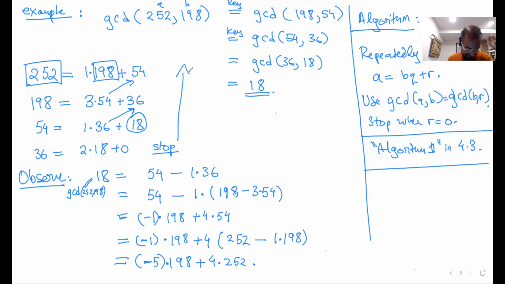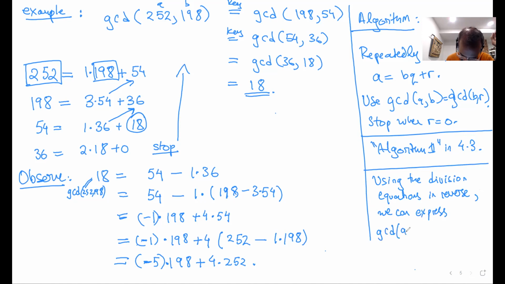if I look at the division steps in reverse, I just say, using the division equations in reverse, and this is not a formal statement, we can express the GCD of two numbers as SA plus TB for some integers S and T, which may be negative.